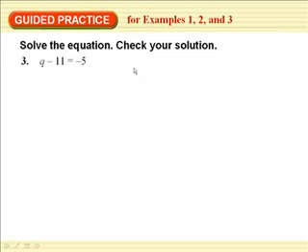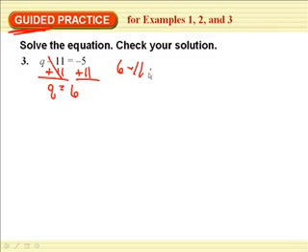Q minus 11, so you add 11. Remember, you're writing the original problem with me, not just the answers, and you're doing all of this. This is guided. This is for me to help you practice. So plus 11, we cancel it out, so you should cross yours out. Q equals -5 plus 11 is positive 6. 6 minus 11 is supposed to be -5. I get -5.